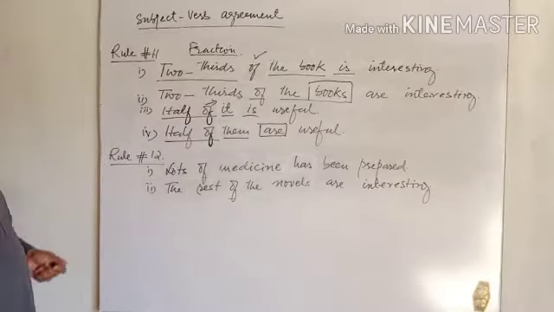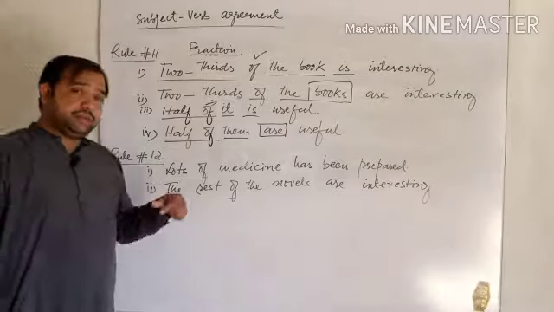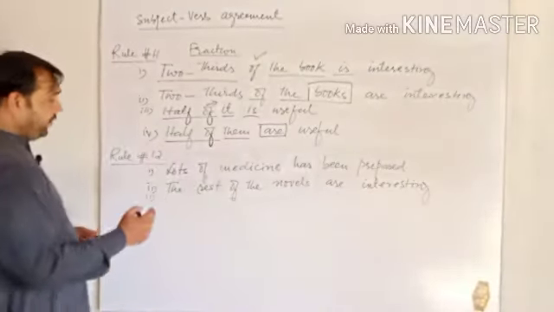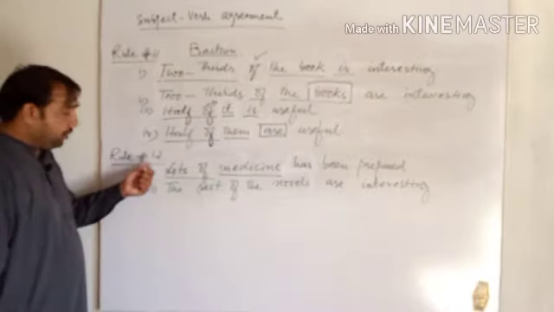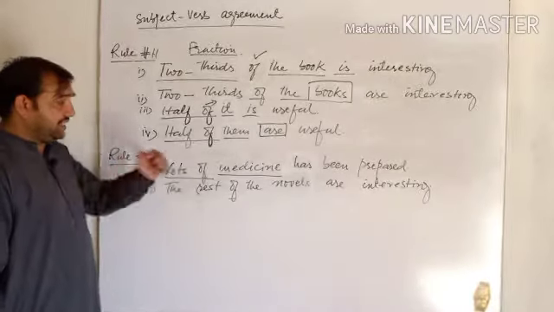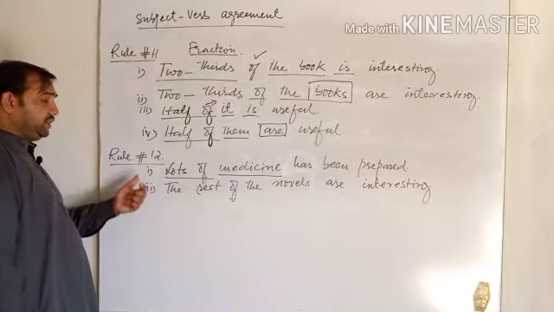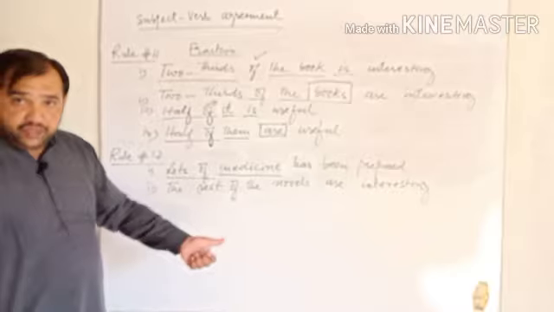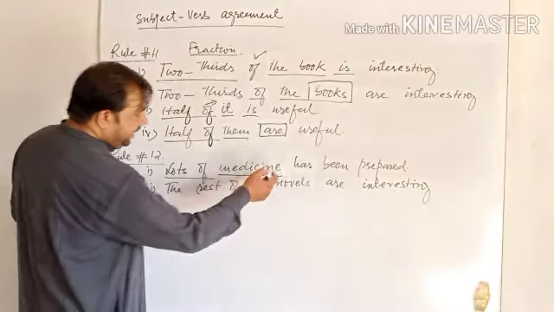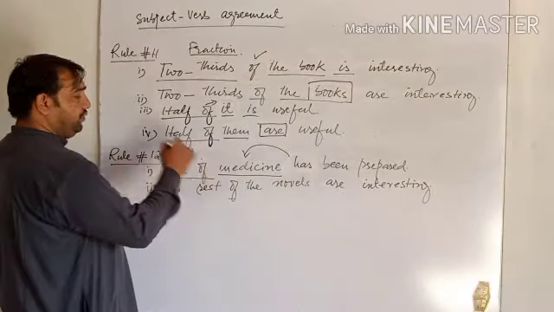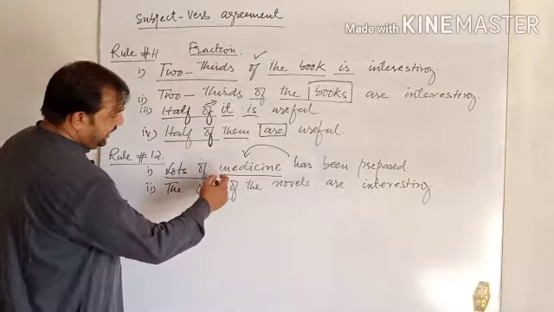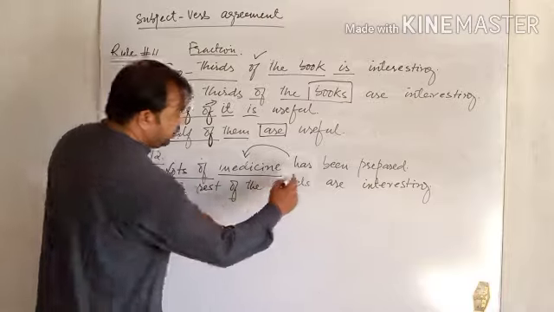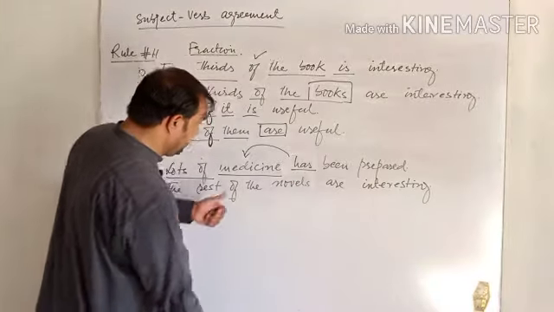According to rule number 12, the same principle will be applied with these subjects. If our sentence starts with words like lots of, best of, majority of, the verb will agree with the last subject which is used after a preposition. Here you will notice that the underlined word medicine is singular, so we need a singular verb.